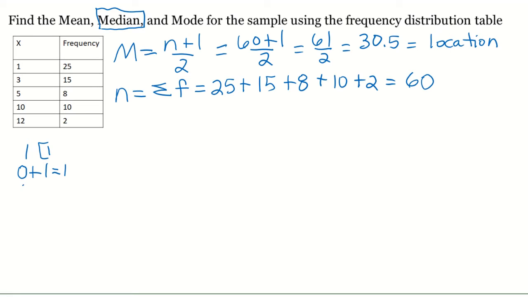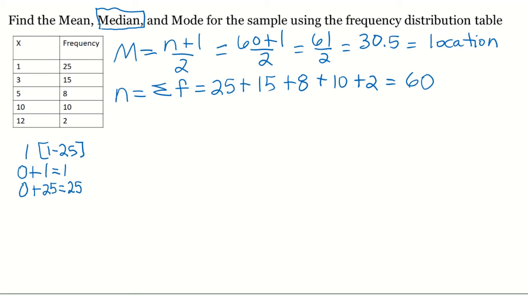Then we're going to start with 0, because there's nothing there. Then we're going to add the frequency, which is 25, to get the upper boundary. So that means that the data value of 1 is occupying all of the positions between 1 and 25.